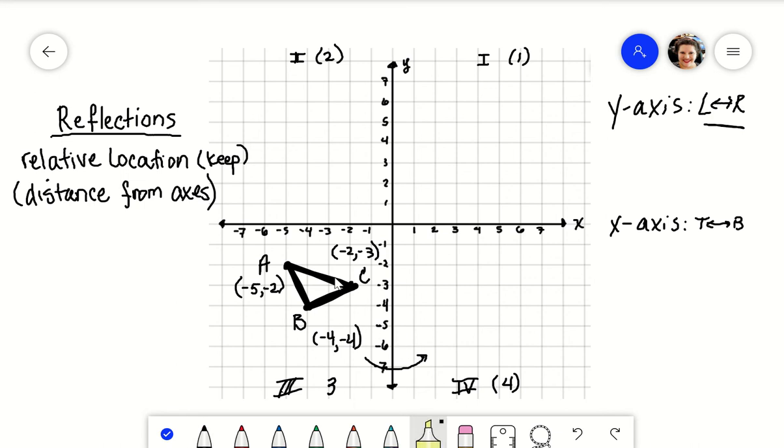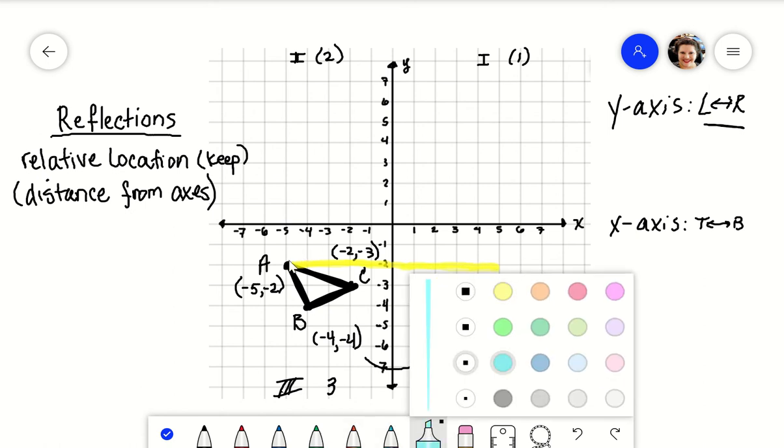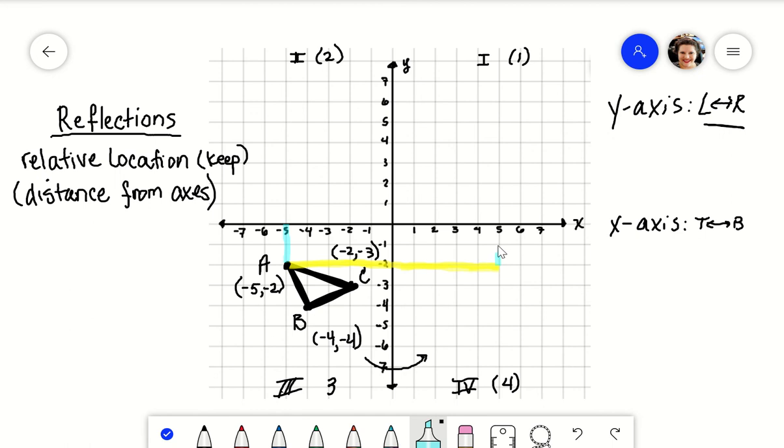So let's take a look at A. So A is 1, 2, 3, 4, 5 units from the y-axis. That means it needs to be 1, 2, 3, 4, 5 units from the y-axis here. And then it is 2 units, 1, 2, from the x-axis. So I have reflected point A, and it's become A prime. And you'll notice again that all the coordinates here are the positive x and the negative y because we're in quadrant 4.